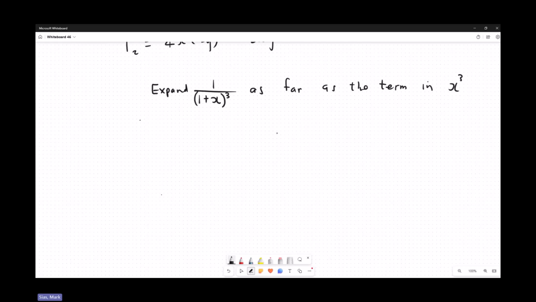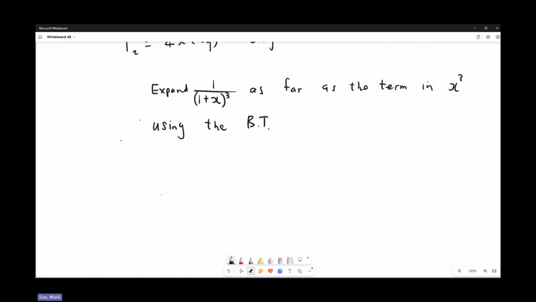Okay, no problem. This is what I'm going to say to you. They say expand 1 divided by 1 plus x all cubed in the denominator, as far as the term in x cubed, by using the binomial theorem, of course, guys. So here you use the binomial theorem. I'm just going to write my own shorthand for it. Don't follow my example, guys.